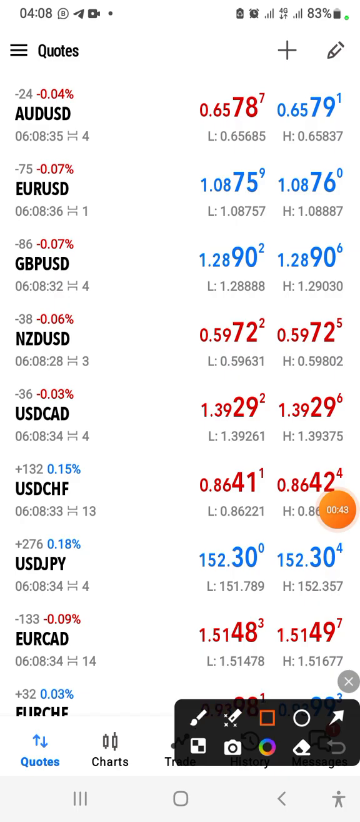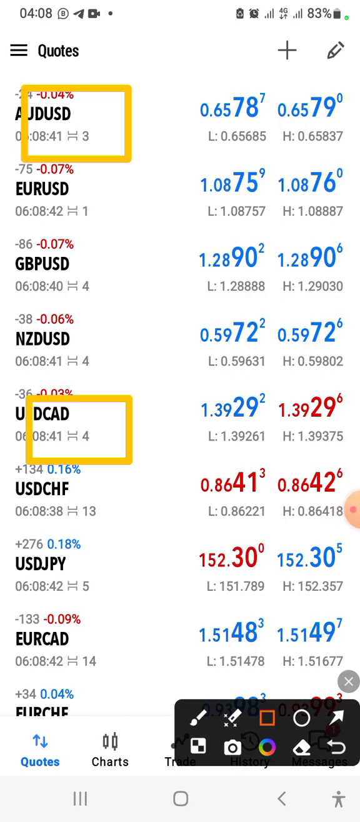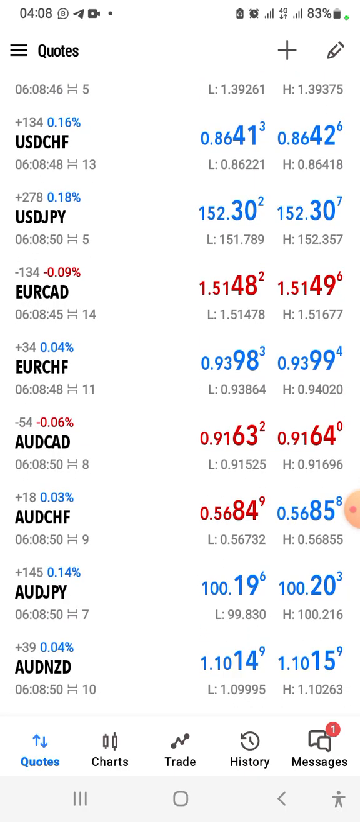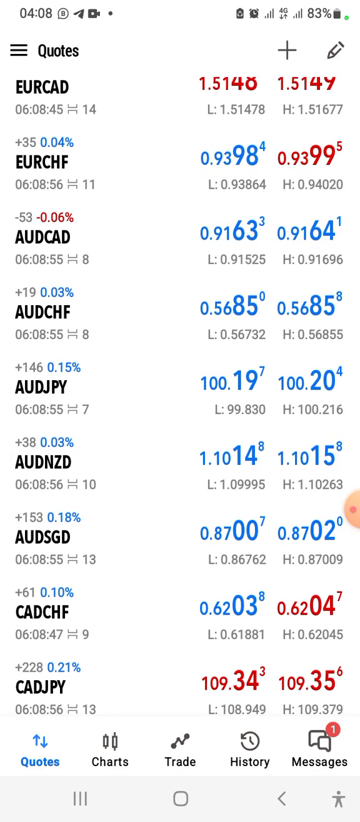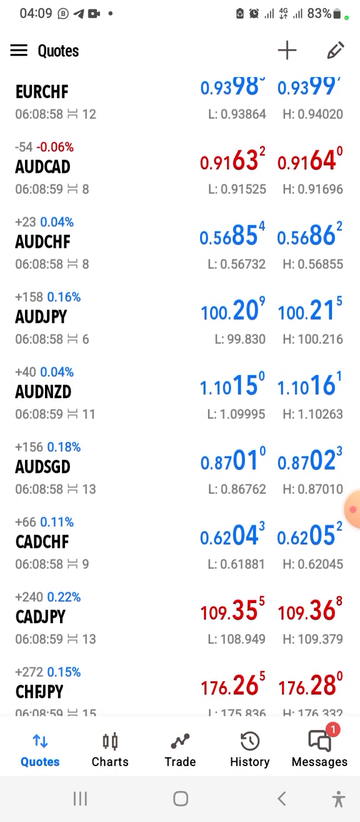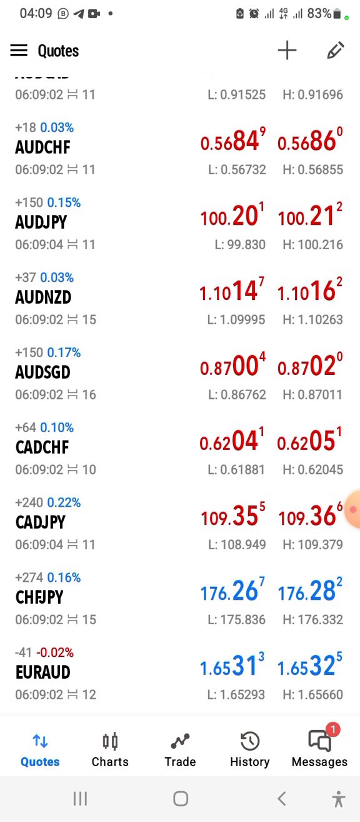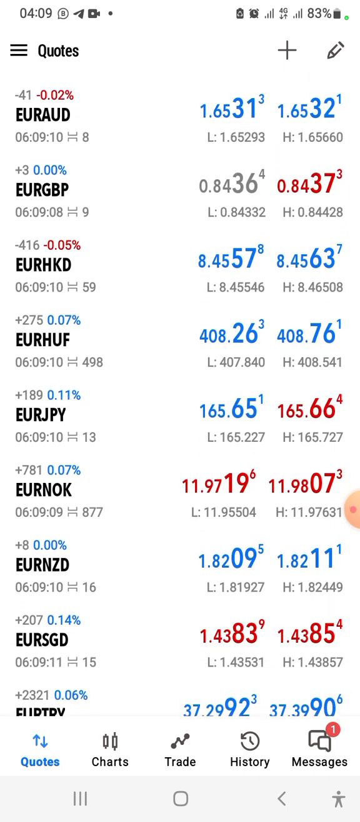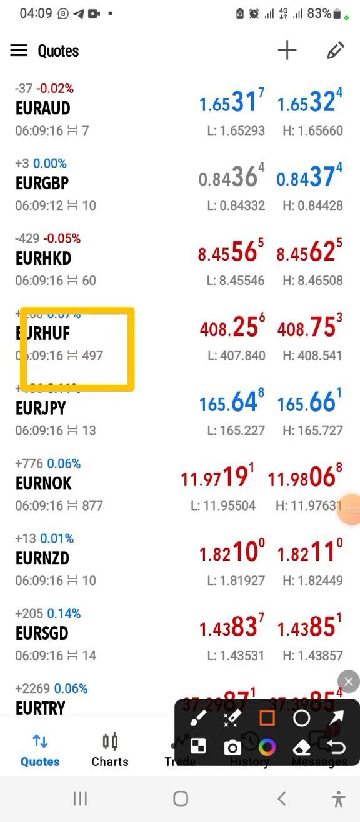Take for instance, the EURUSD is 4. USD Canadian dollar, USD Switzerland francs is 13. And you continue to look, you see some are 14. Euro Canadian dollar 14. Euro Switzerland francs, Australian dollar Canadian is 8. Australian dollar Switzerland francs is 8. Australian dollar Japanese yen has now changed, it's now 11. Then just move down. You begin to know, then look at euro. This particular pair has a higher spread.